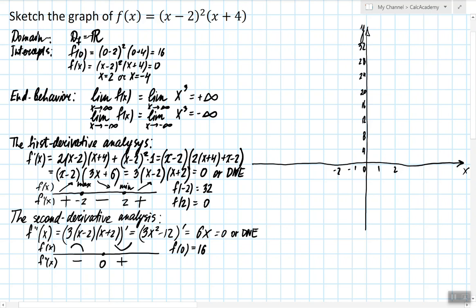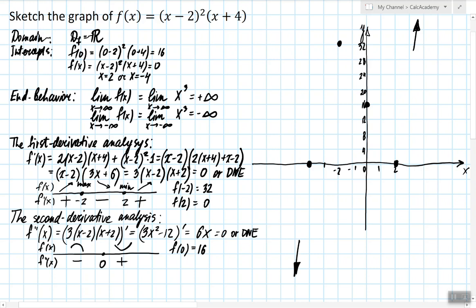So the y-intercept is 16, so it's right here, and the x-intercepts are here at 2 and at -4. Now we also have a relative maximum at -2. The function has a value of 32, and we also have an inflection point at 0, which is 16. Now, to label the end behavior, I'm just going to draw an arrow pointing upwards on the right side and pointing downward on the left side.